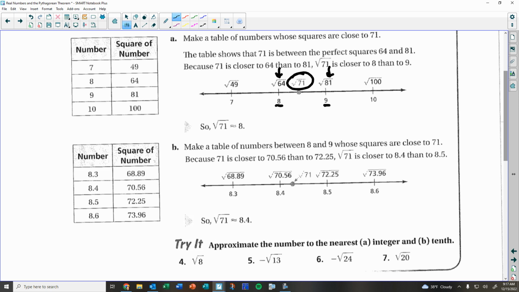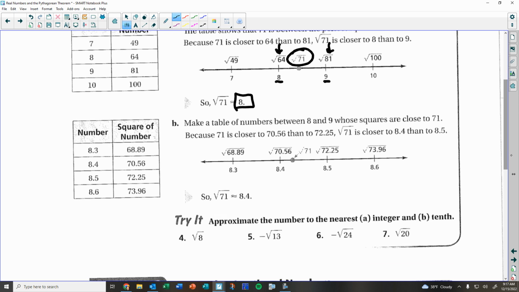Yeah, it's only 7 away from 64. It's 10 away from 81. So it's not even really halfway, right? So that's where when they rounded to the nearest whole number or integer, that's why they said it's about 8. Then we take it a step further, we go to the nearest tenth. Well, you know it's less than half, right?